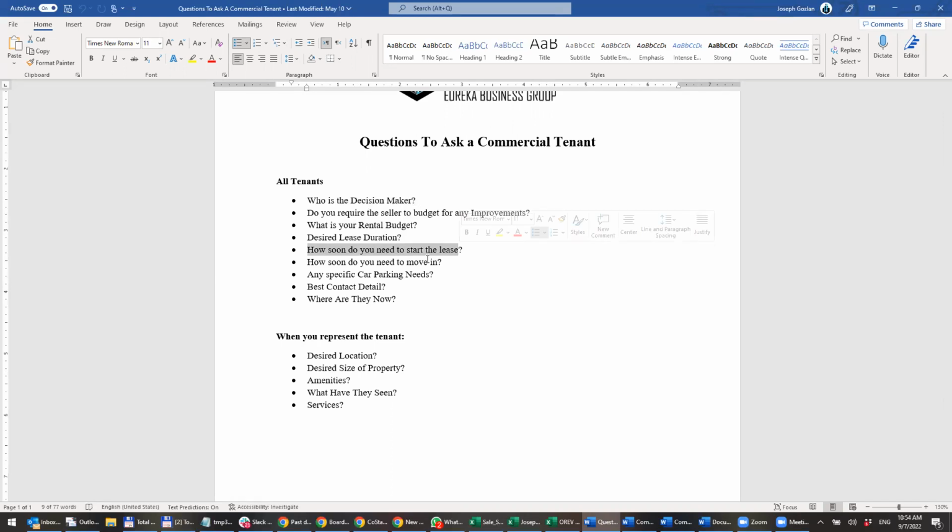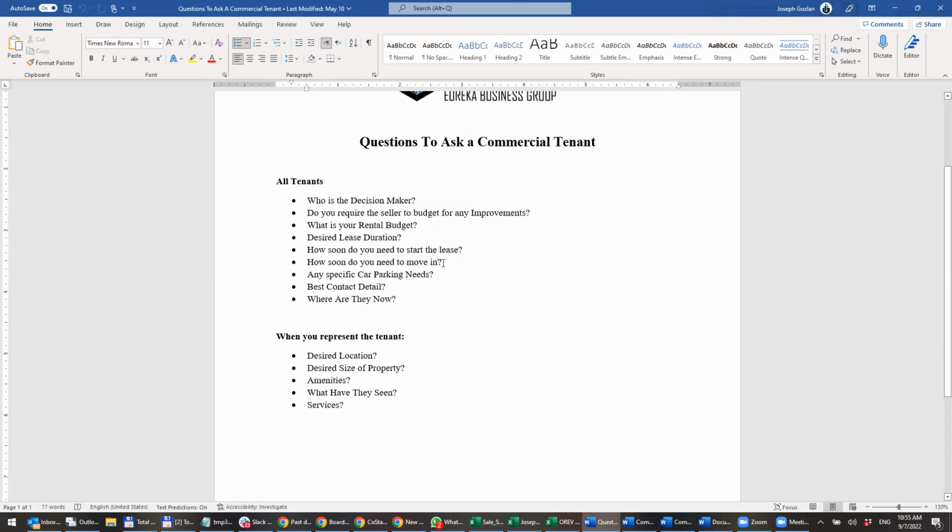So knowing when your clients need to make the move is critical as you evaluate the available properties on the market. Notice that there are two different questions: when do you need to start the lease, and when do you need to move in. What's the difference? The difference is when do we sign the documents and get the keys so we can start construction, and when do we need to move in, which means construction is done.